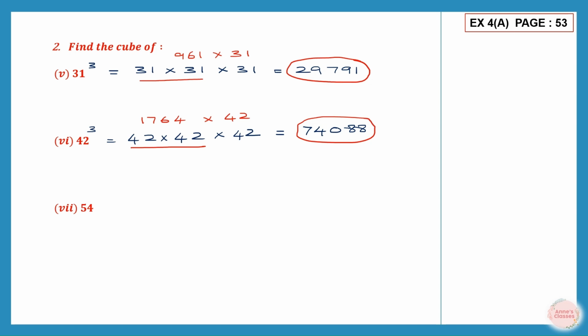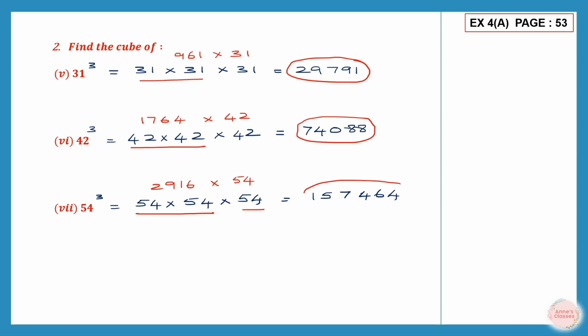Next one is 54 cube. So that is 54 into 54 into 54. First, you multiply 54 into 54 and you get 2916 and then multiply it with this 54. And then the answer that you get is 157,464. So this is the answer and this is the cube of 54.